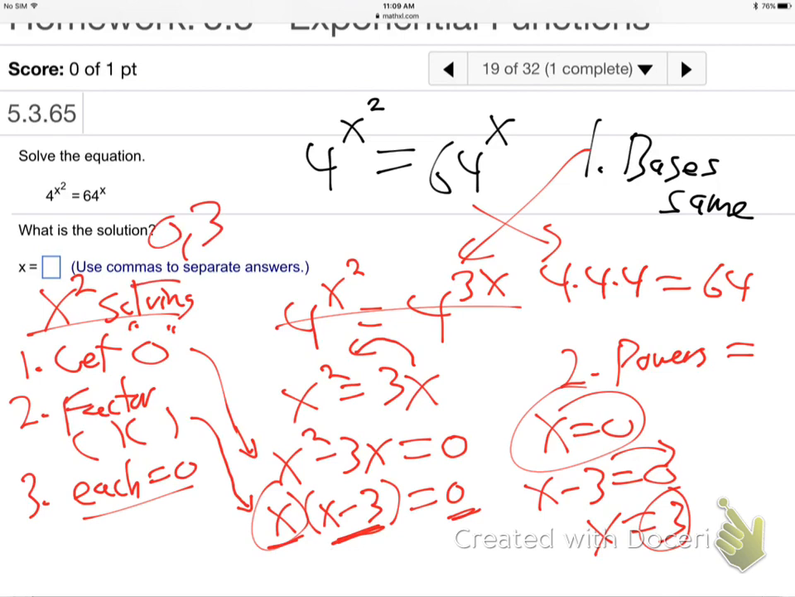They want you to separate them with a comma. Either order, you put 3, 0 or 0, 3. No parentheses. It's not graphing or anything. It's just two separate answers. 0, 3. Good there? Does that make sense? No questions? All right.